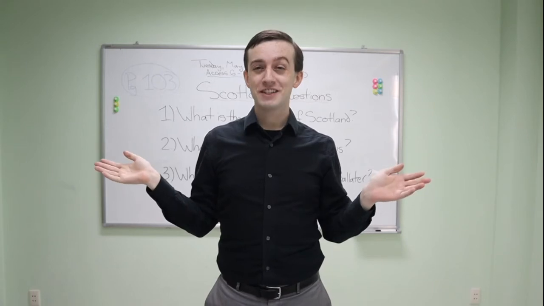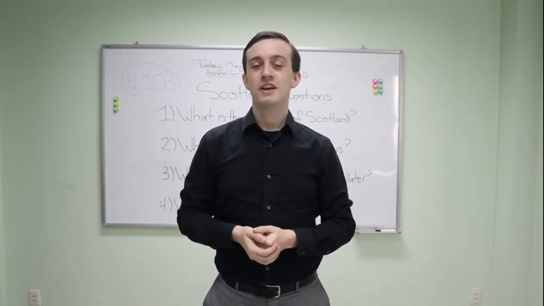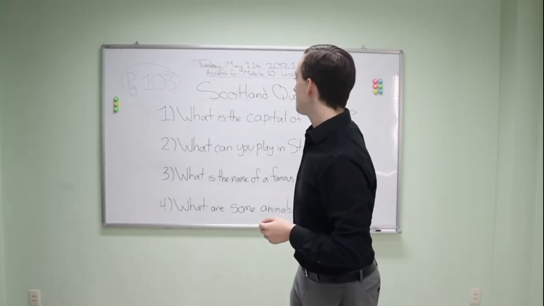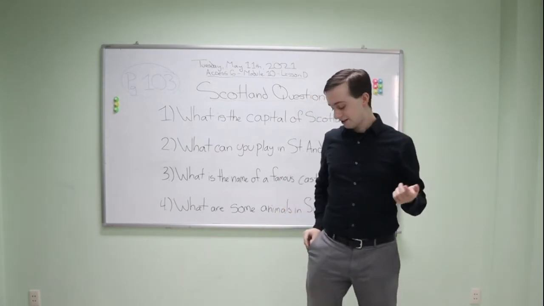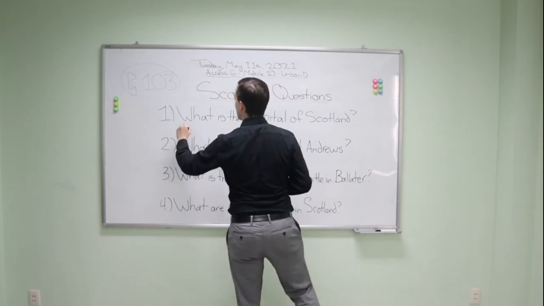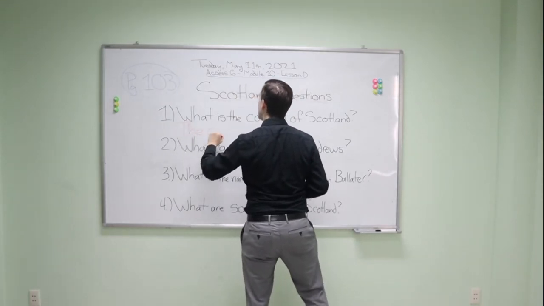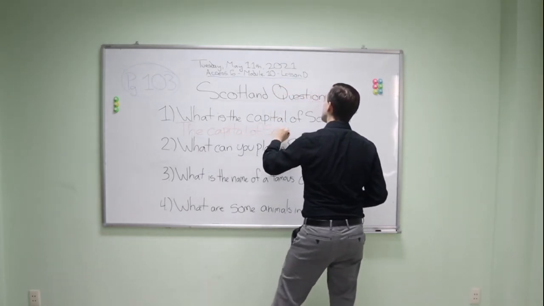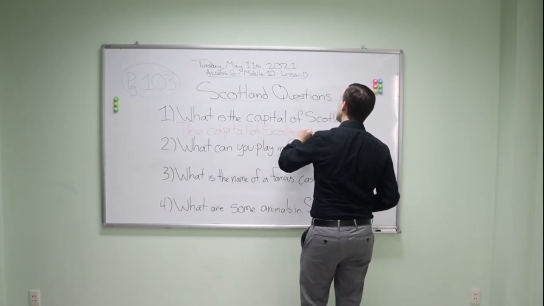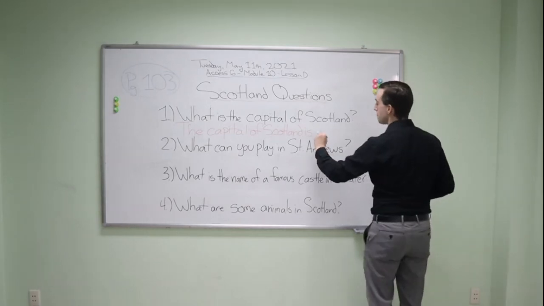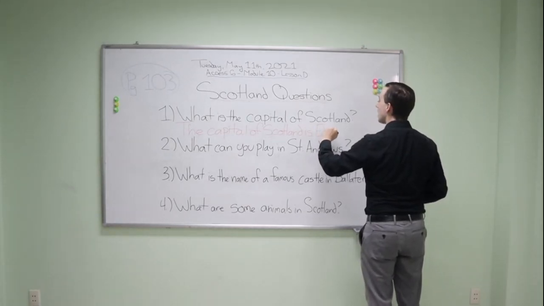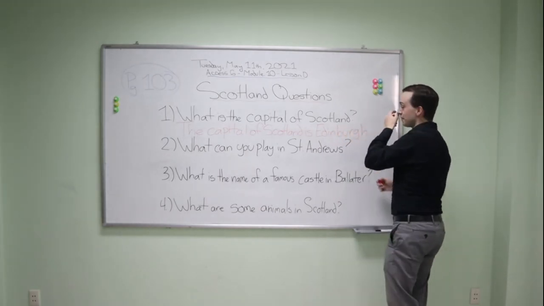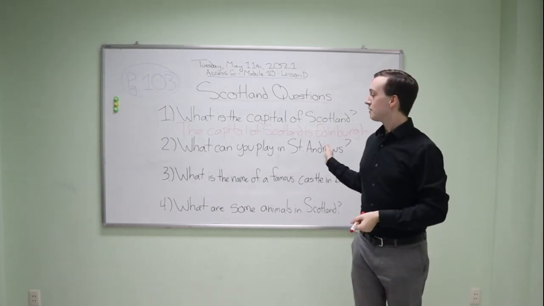All right, did you finish the questions? Okay, good work. Now, I'm going to tell you the answers. So, question number one. What is the capital of Scotland? The capital of Scotland is Edinburgh. That's E-D-I-N-B-U-R-G-H. Edinburgh.